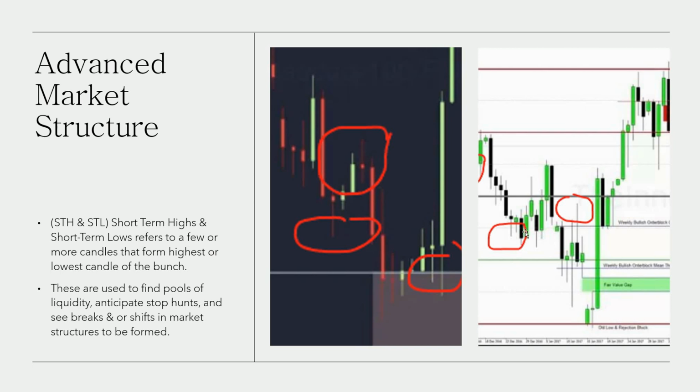Boom right here. 1, 2, 3, 4, 5. Short-term low. 1, 2, 3. Short-term high. Okay? So going back and forth. And these will be used on lower time frames. Okay? So the highs and lows that are not so obvious will be basically your short-term highs and short-term lows. Okay?